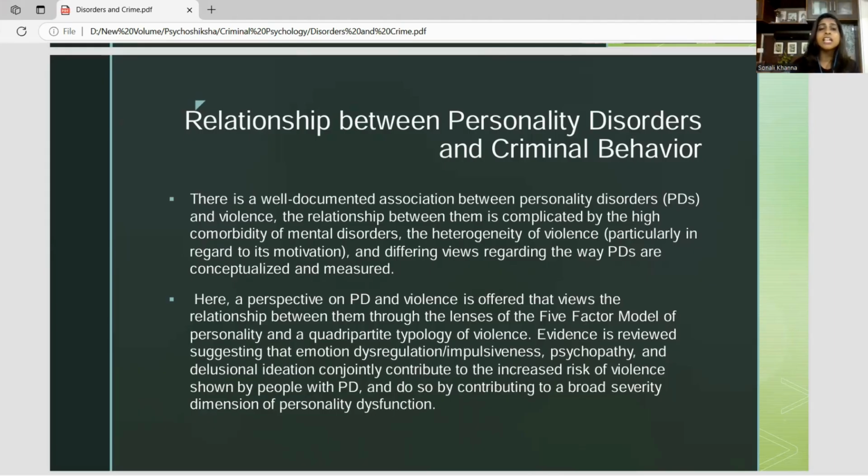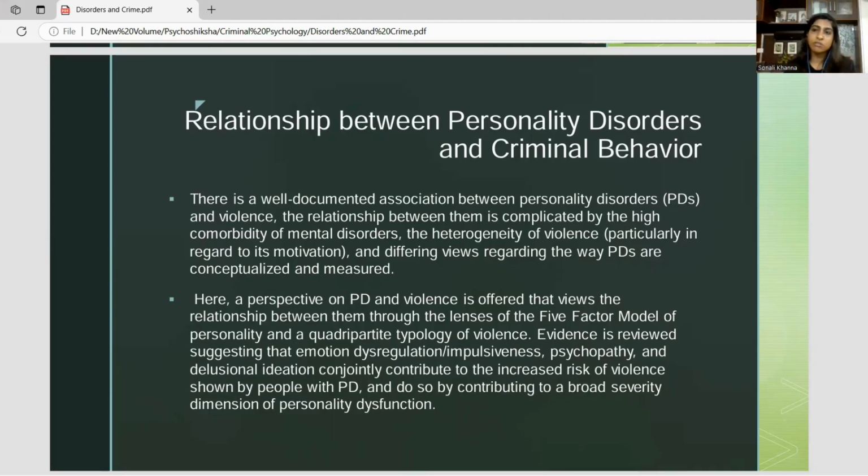Evidence is viewed suggesting that emotion dysregulation, impulsiveness, psychopathy, and delusional ideation conjointly contribute to the increased risk of violence shown by people with personality disorder, and do so by contributing to a broad severity dimension of personality dysfunction.